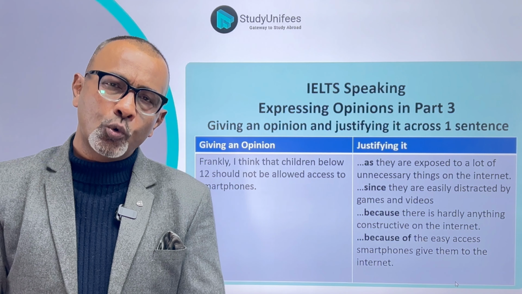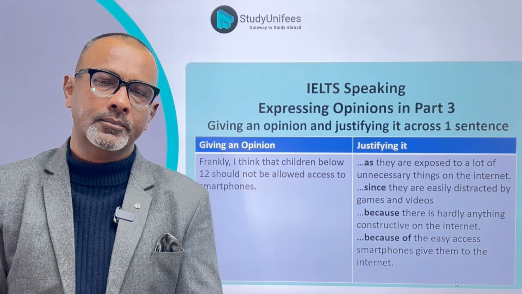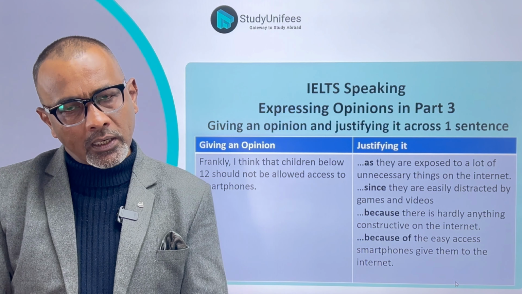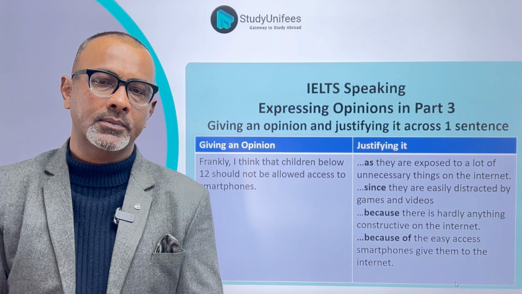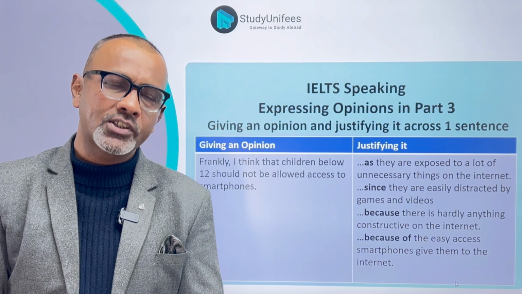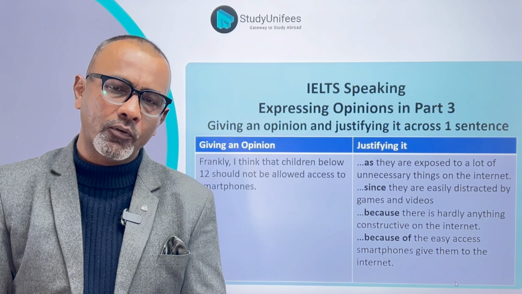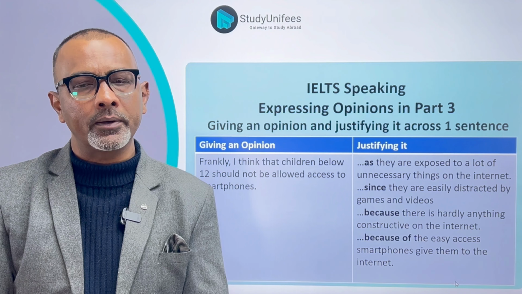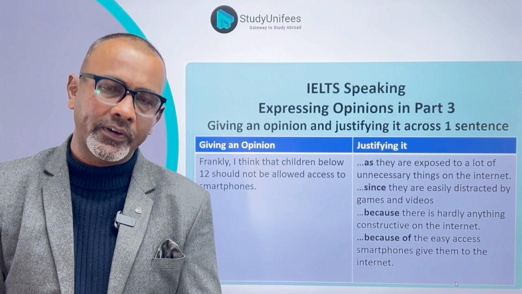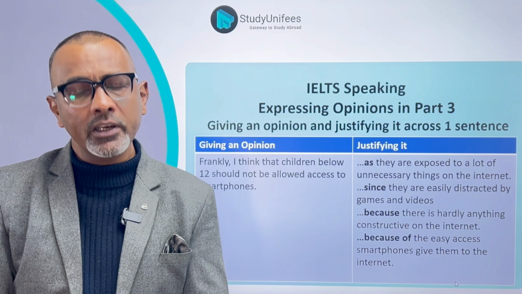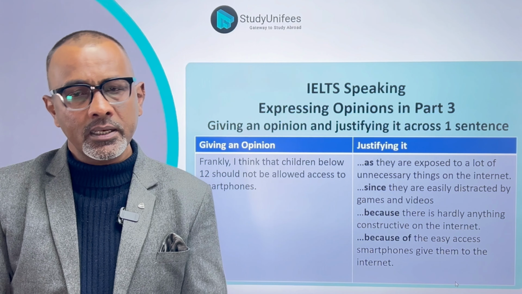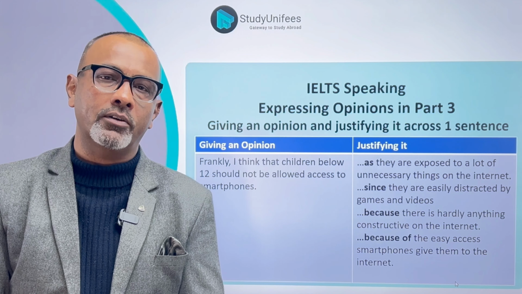Then, there are two ways to justify your opinion. One way is through one single sentence. After you have used the signaling word, like frankly or unfortunately, express your opinion and then link the justification of that opinion by using conjunctions like as, since, because, or because of.